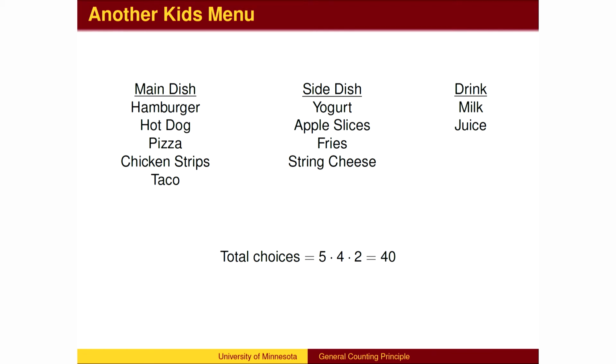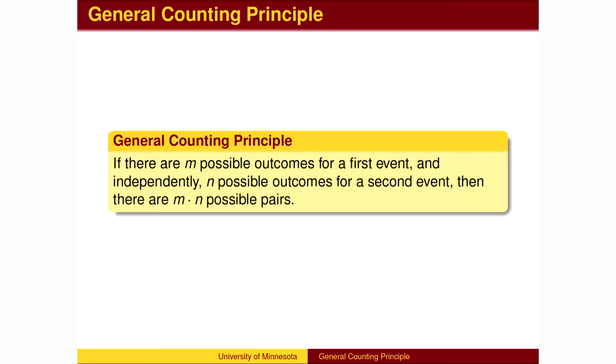We could add a 4th choice and the same principle would apply. Just multiply the choices at each stage. Here is the general counting principle. If there are m possible outcomes for a first event and independently n possible outcomes for a second event, then there are m times n possible pairs.